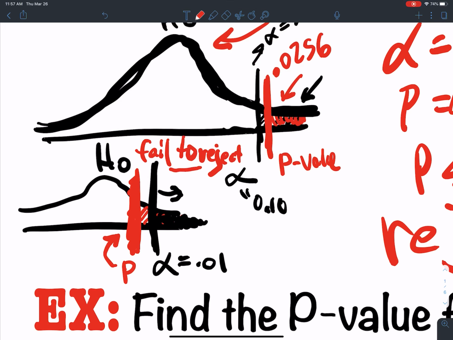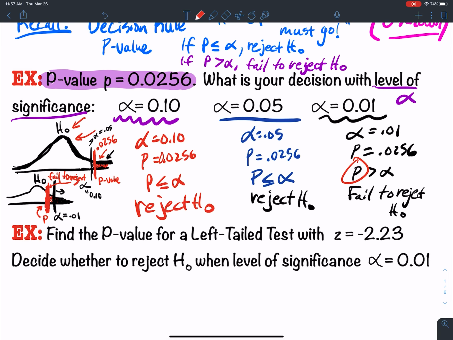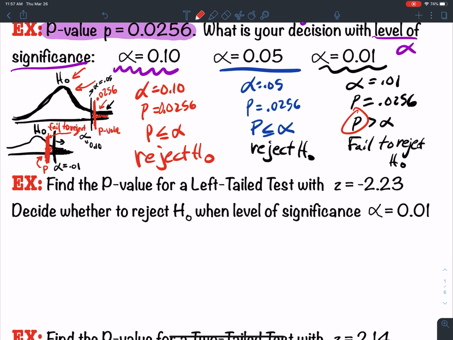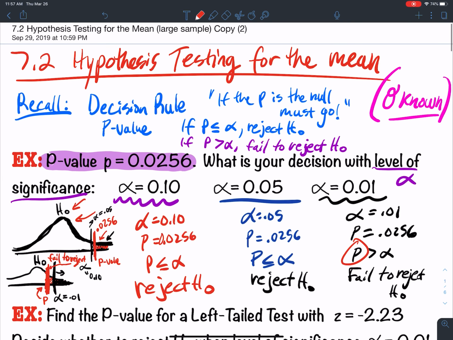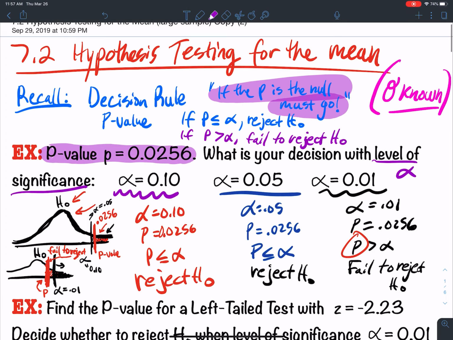Okay, I fail to reject now because I'm not in the rejection region there. All right, so that's based off of P value. If the P is low, the null must go. That's the key to remember.